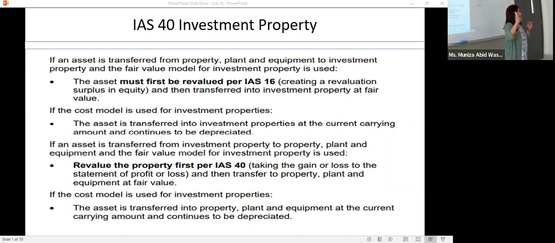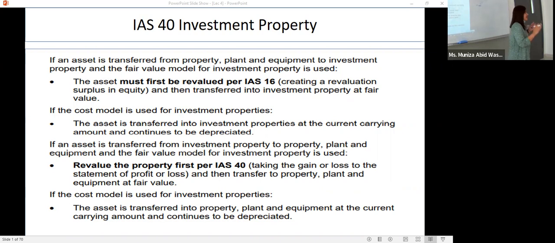What is the difference under IAS 40? Where does the revaluation gain go? In the statement of profit or loss. Okay, that you have to keep in mind. That is very important. That is going to be tested in your examination. In every exam, this point is being tested.